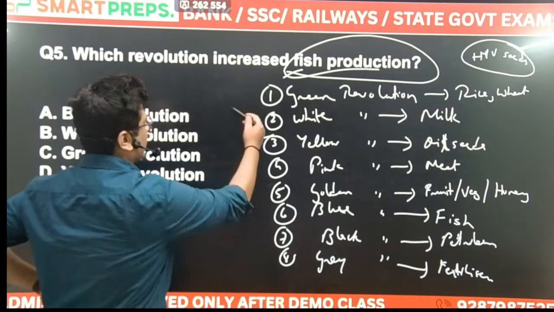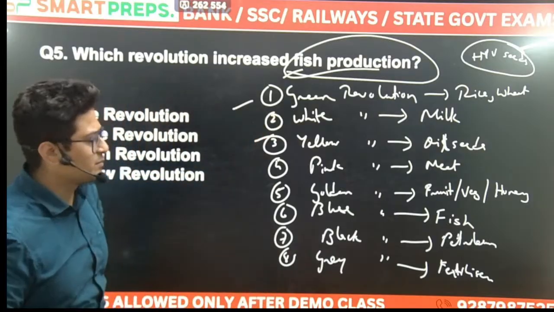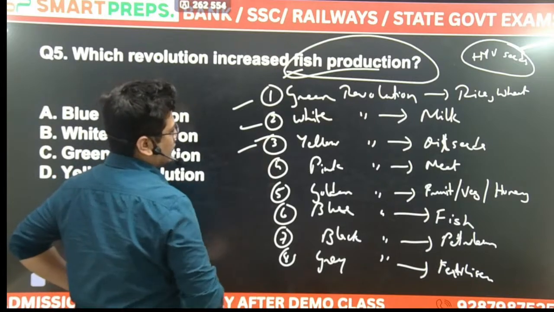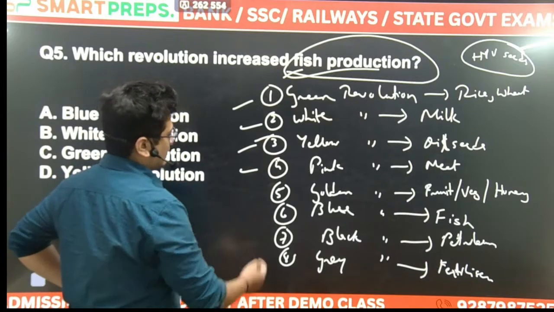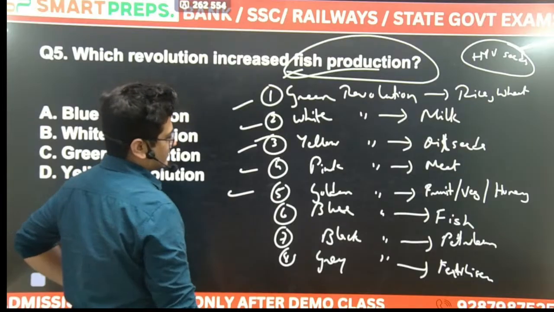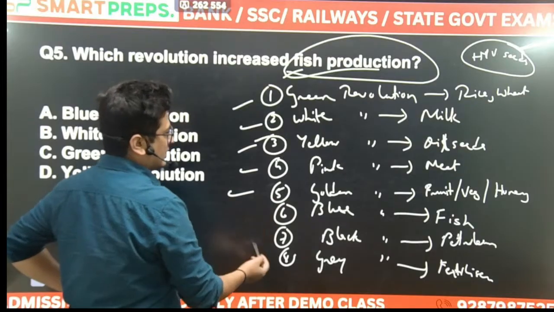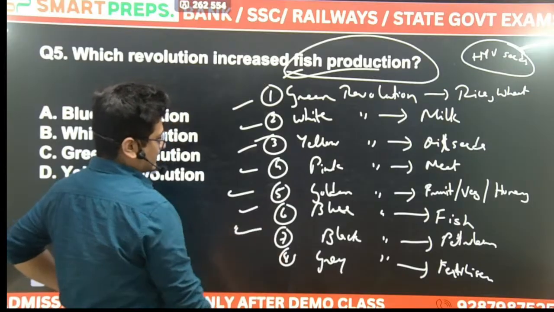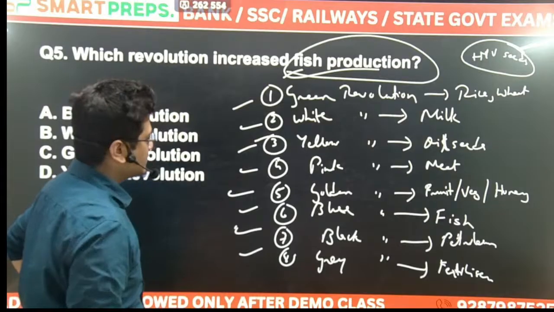Green Revolution related to increase in production of rice, wheat. White is for milk. Yellow is for oil seeds. Pink is for meat. Golden is for fruit, vegetables, honey. Blue is for fish. And black is for petroleum. Grey is for fertilizer.